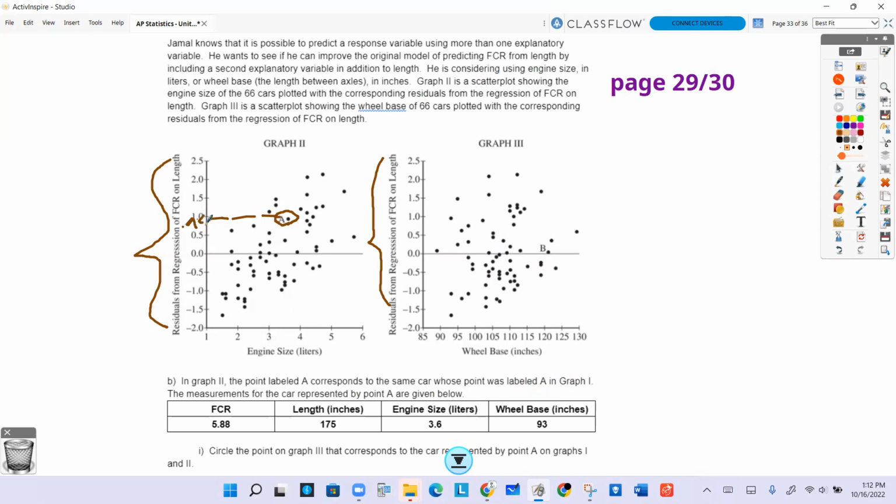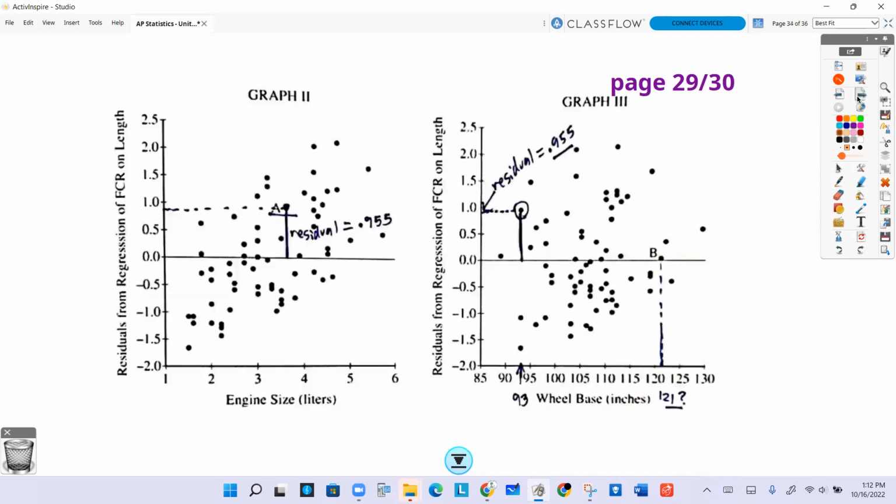So what you're going to look for is on this graph, which is wheelbase, we're going to look for that same residual. So at 93, which is somewhere over here, I want that same residual, and it looks like right there, that's going to be my point. So indeed, that's going to have that same residual of 0.955 as we calculated in part A. And seeing that 93 is our wheelbase, you have it right there.